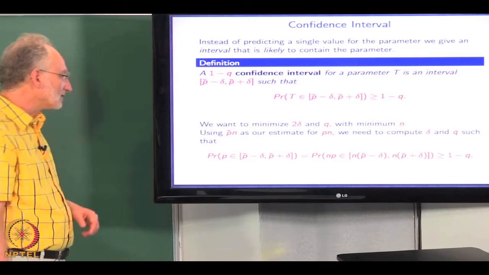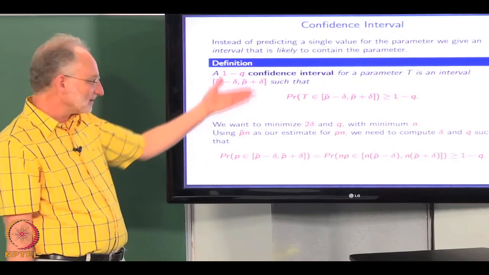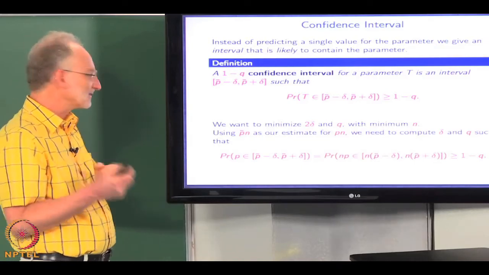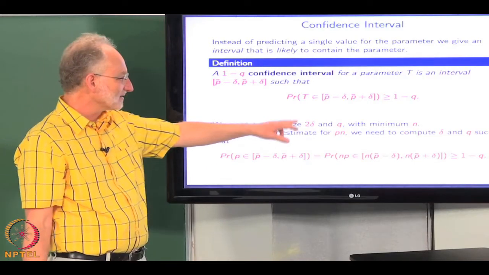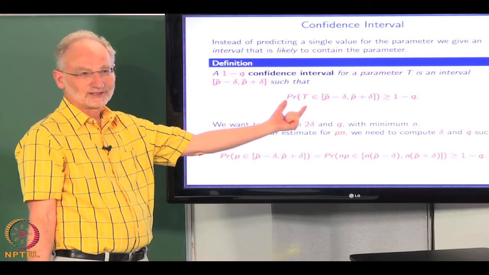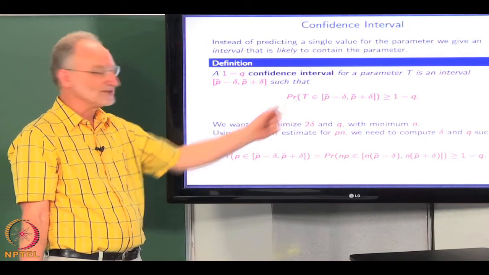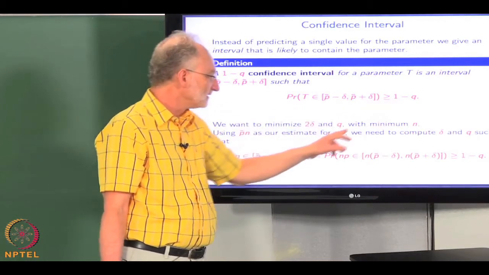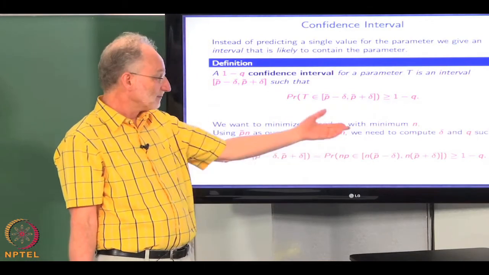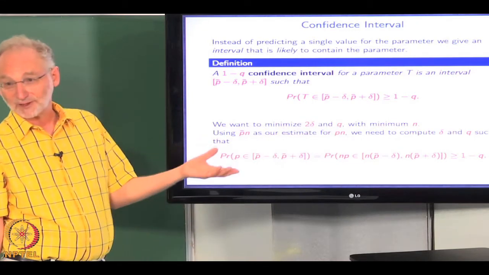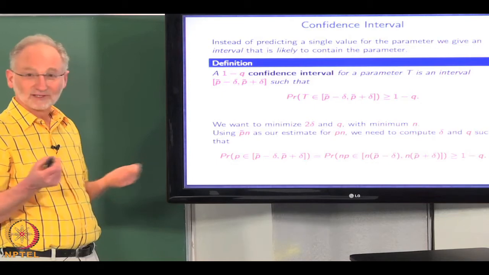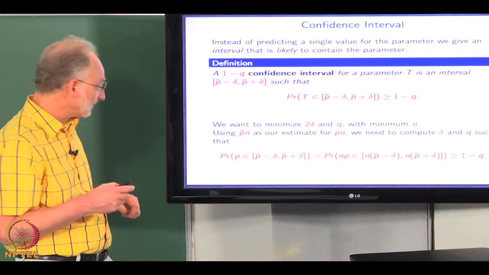Now we want to minimize. The real trick here is that you have three parameters you want to play with. You want to minimize the interval so that you have a meaningful estimate. You want to minimize the error probability, that's Q. And you want to minimize the number of samples because that's what you pay for, that's the work. So the question is, how do you get the trade-off between them?